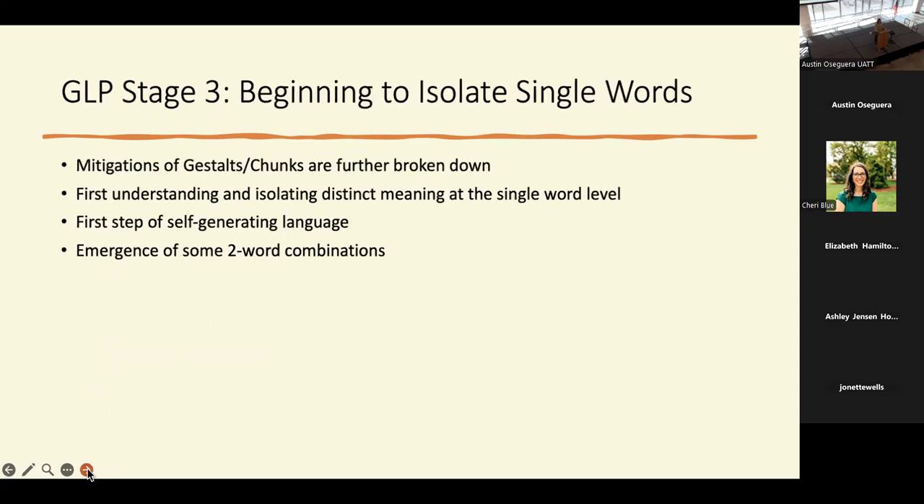All right. Now we get to GLP stage 3, and this is when they're able to isolate down to single words. So they're further broken down, and this is where you start to get into 2-word combinations. It might seem like you're going from more sophisticated to more simple, but when you're getting down to this point, it's actually a good sign because it means that they're able to manipulate and they're starting to have more generative language themselves. They're not relying on memorized scripts. They're manipulating their units of language in a smaller way.